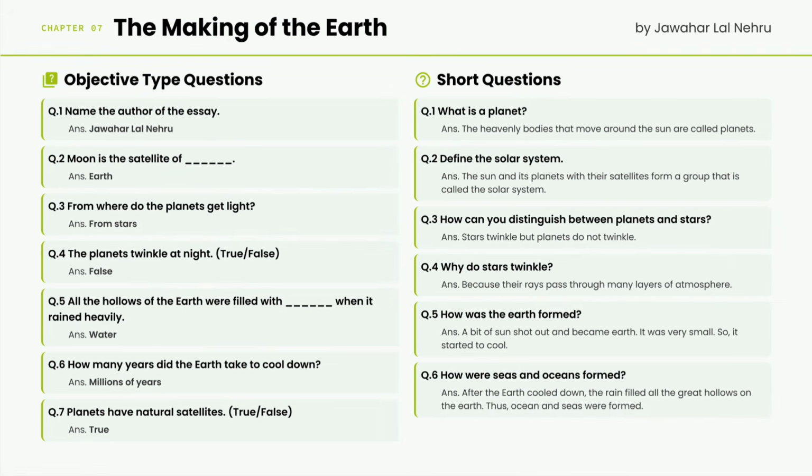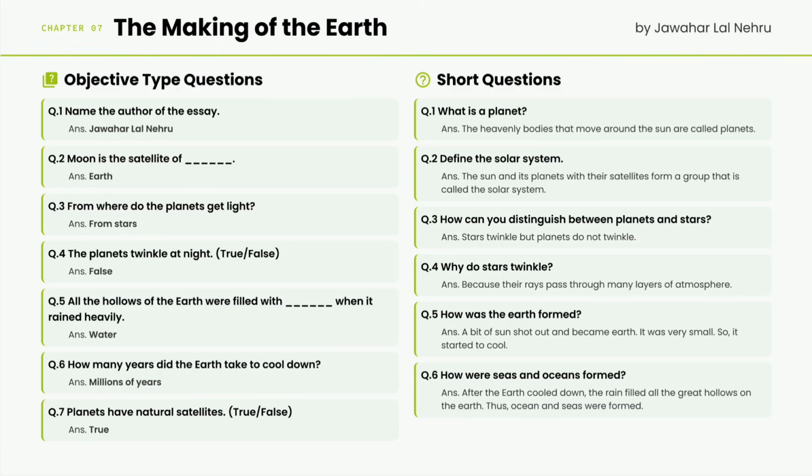Now let's move to chapter 7. The Making of the Earth by Jawaharlal Nehru. Let me cover both objective and short questions together. Objective questions. Question 1. Name the author of the essay. Answer: Jawaharlal Nehru. Question 2. Moon is the satellite of ______. Answer: Earth. Question 3. From where do the planets get light?